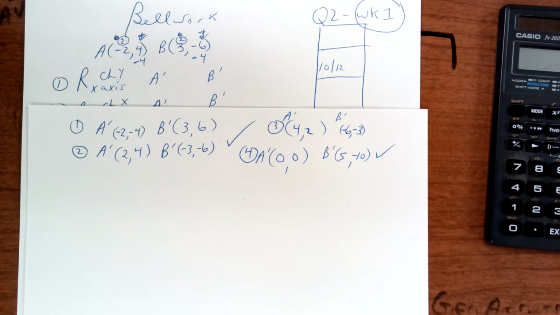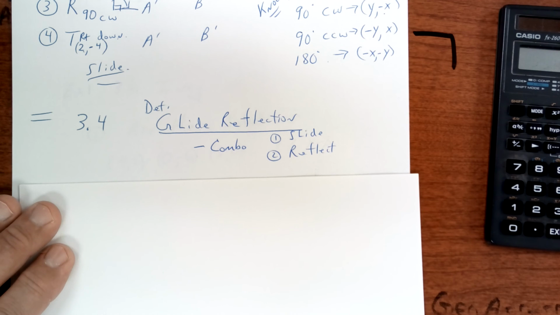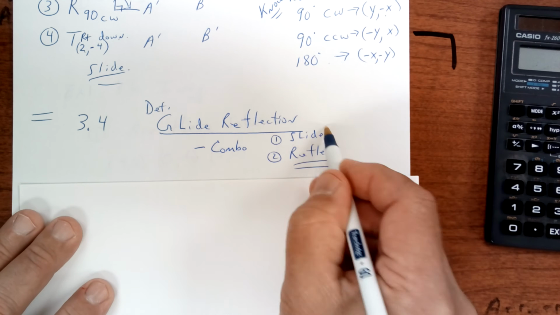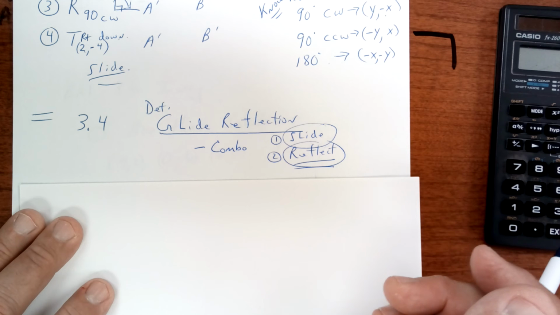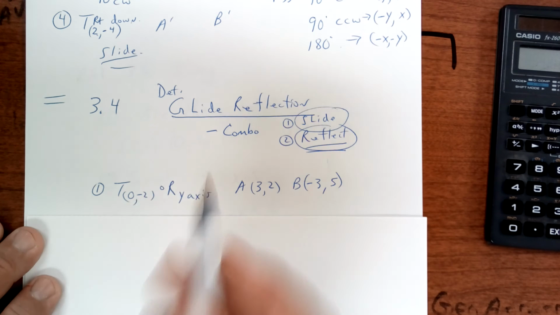Today we're doing something called a glide reflection. A glide reflection is a combination where you reflect it, okay, and you slide it. So you do two things. It's called a glide reflection. Copy that down. All right, let's take a look here. You're reflecting it, or you translate it first.